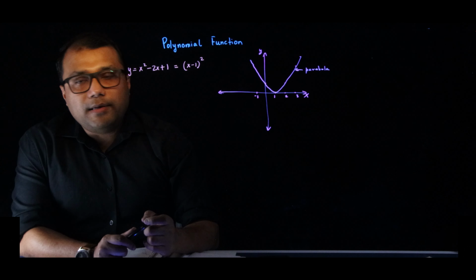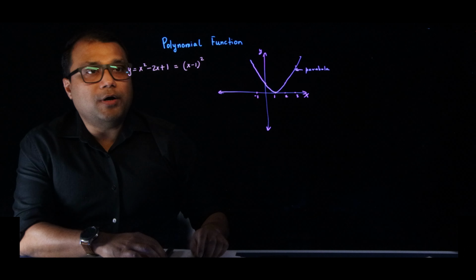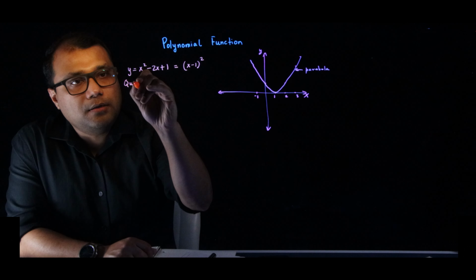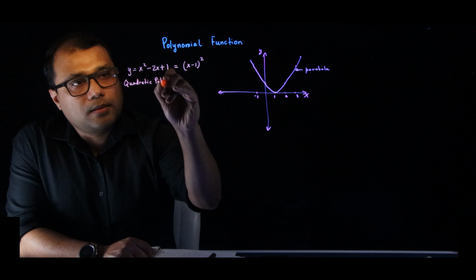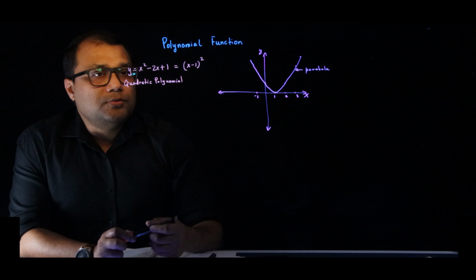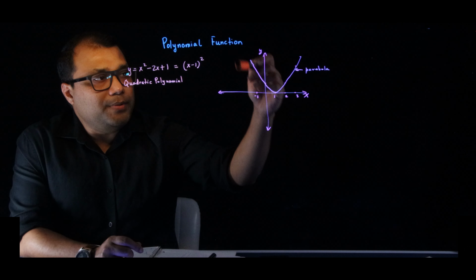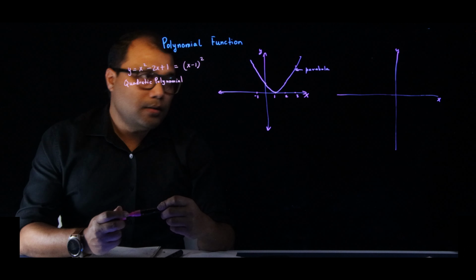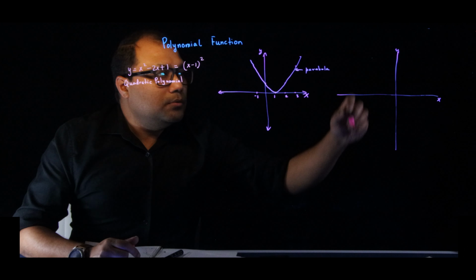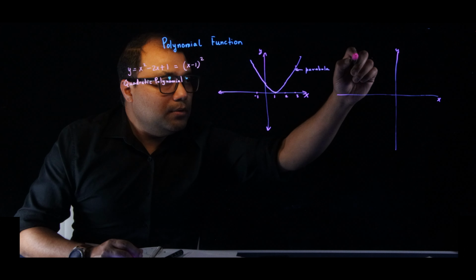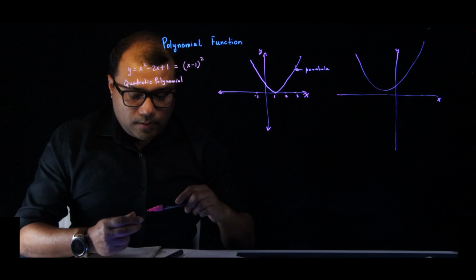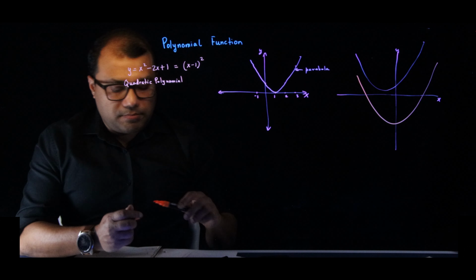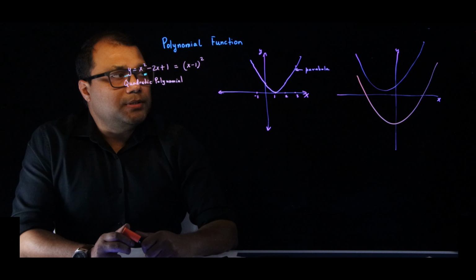In general, any quadratic polynomial, so this is a polynomial of degree 2, is called a quadratic polynomial. Any quadratic polynomial will have the shape of a parabola. So in general it will be a parabola. Now it could be something like this, or something like this. Doesn't matter, but in general that should be the shape.